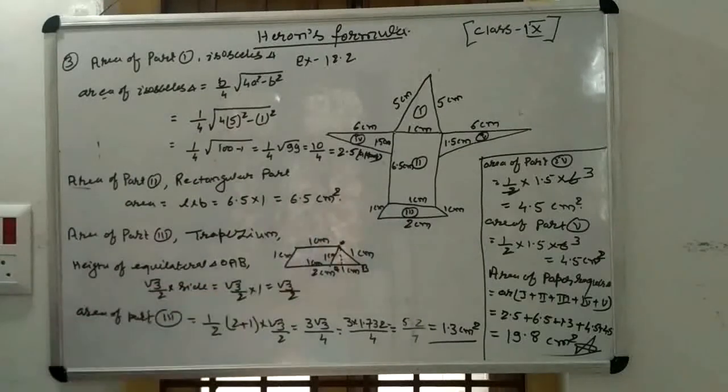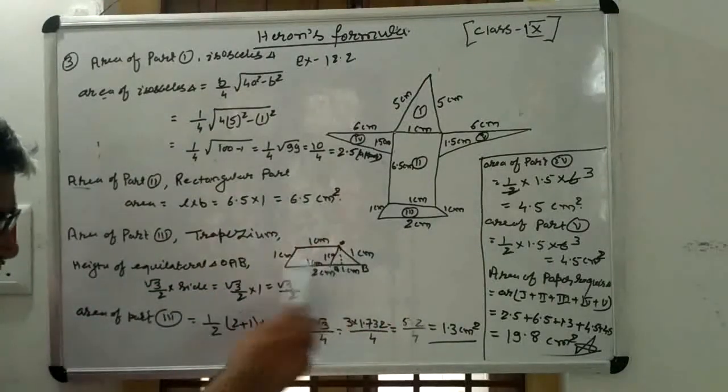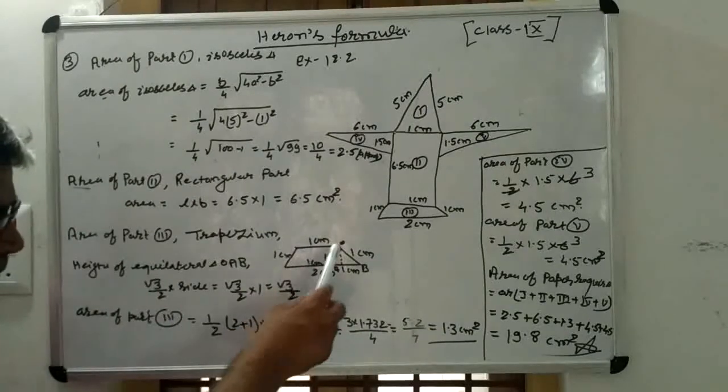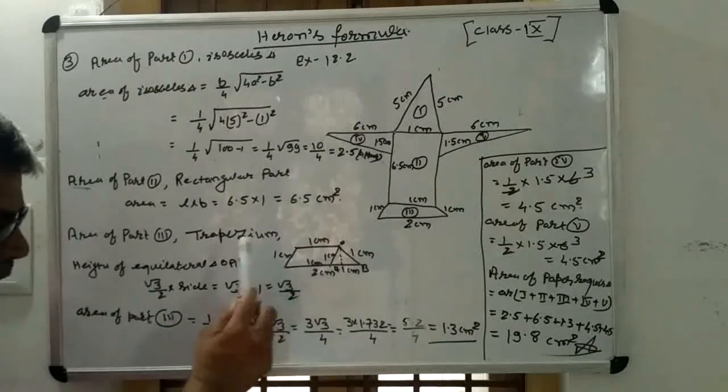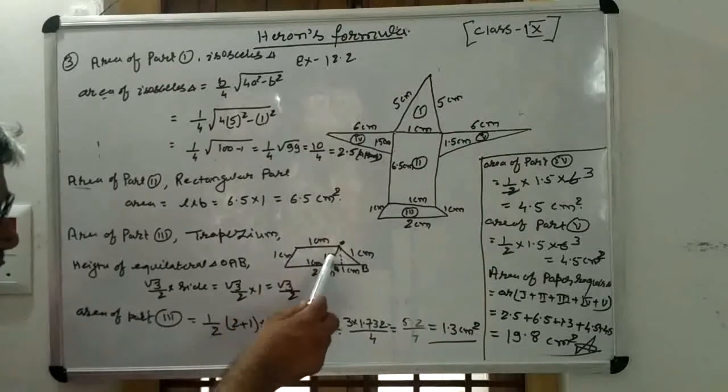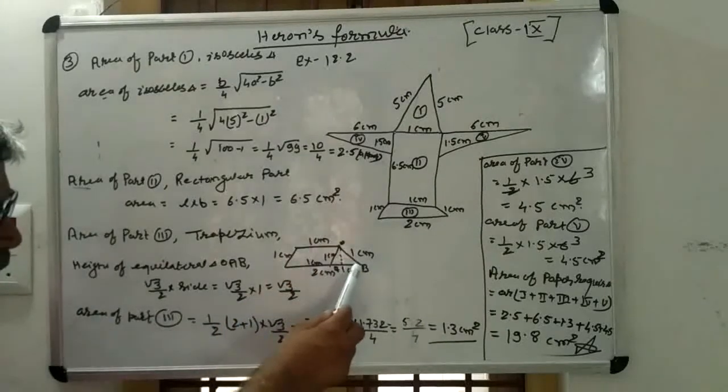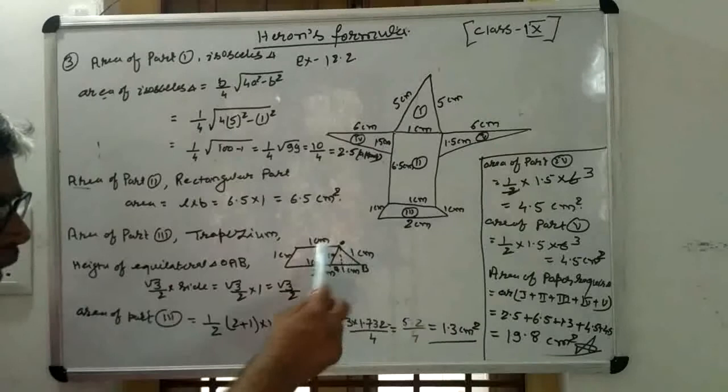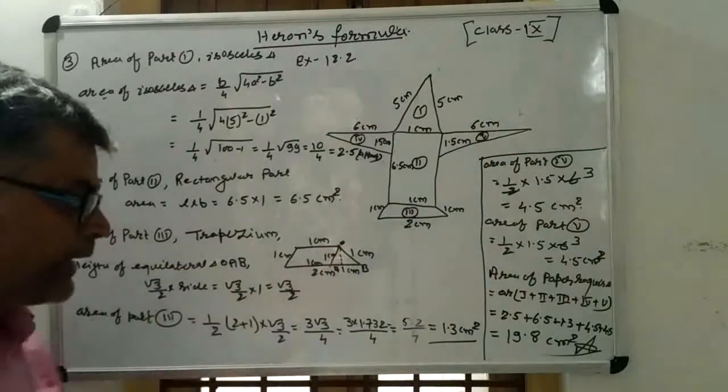Now come to the third part. The third part is a trapezium. So we have drawn this separately here. This is the trapezium. Now we draw a line parallel to this side. So this is 1, this is 1, this is 1, this is 1. So this one will become 1. So OAB becomes an equilateral triangle.